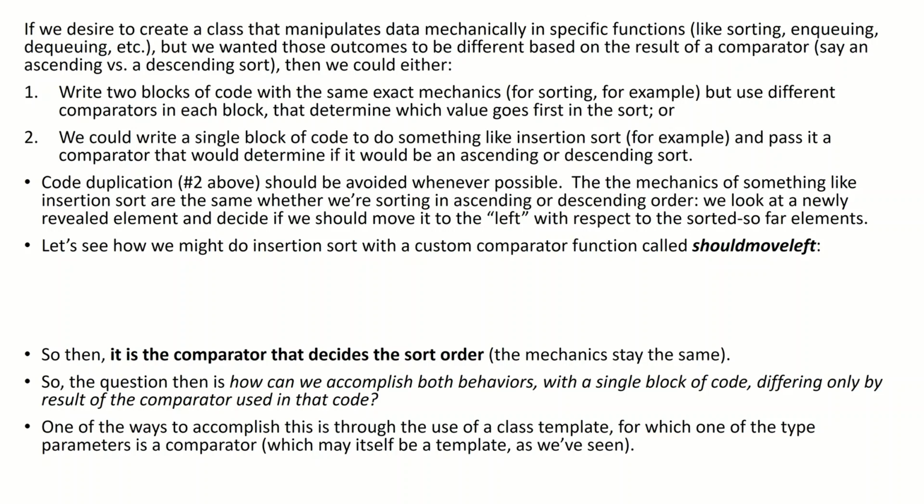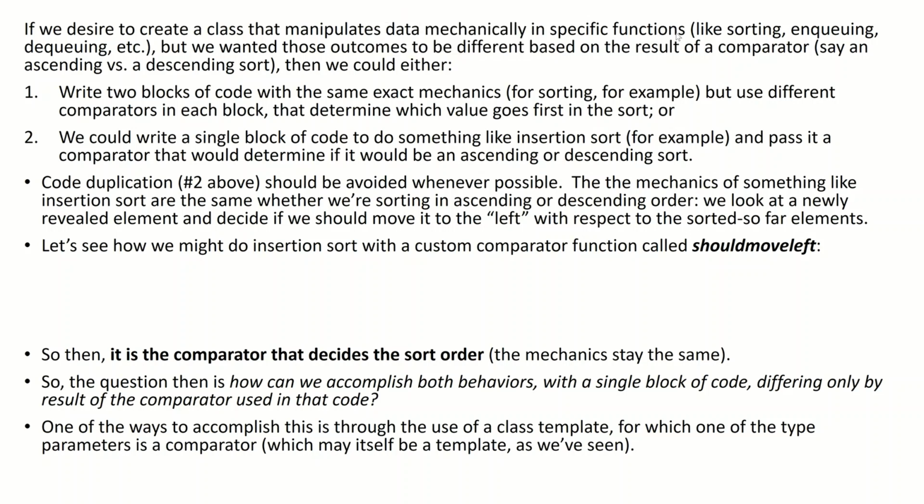But let's say that we wanted the outcomes of the data manipulation to be different based on the result of a comparator. So for instance, what I mean here is, let's say we want an ascending sort versus a descending sort, or we want the descending sort rather than an ascending sort. The mechanics basically stay the same. It's the comparison that determines which way we should move the data or whether we should move the data.